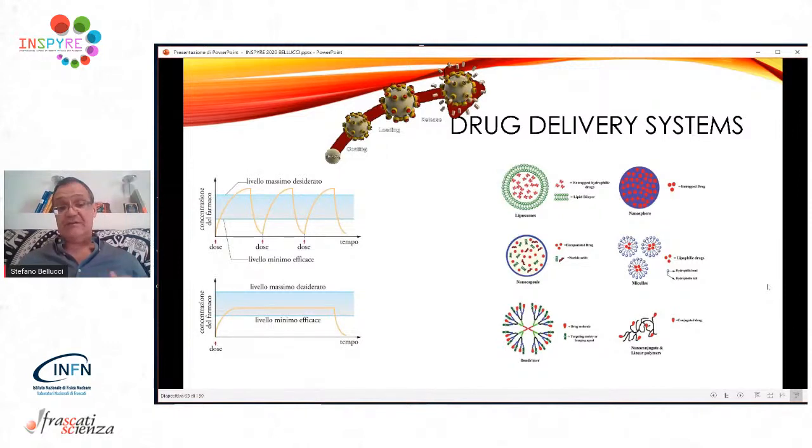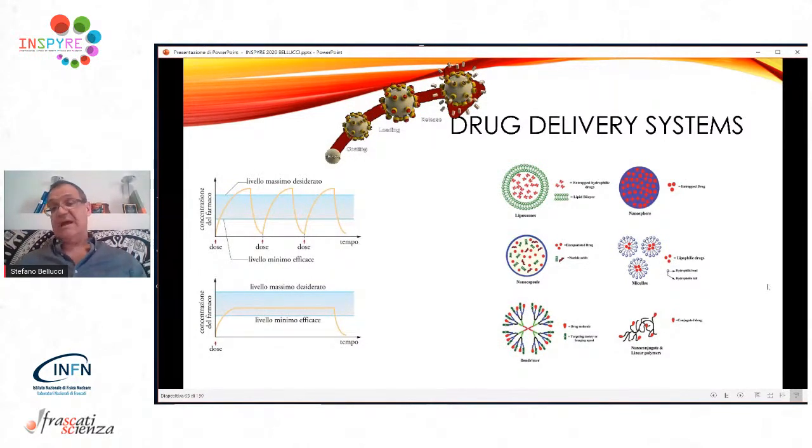Now, if you use drug delivery using nanoparticles, the situation is completely different, because one single dose can be enough for a very long time, giving a concentration of the drug that will stay below the maximum level, thus completely eliminating undesired side effects, and at the same time minimizing the need to repeat the dose.